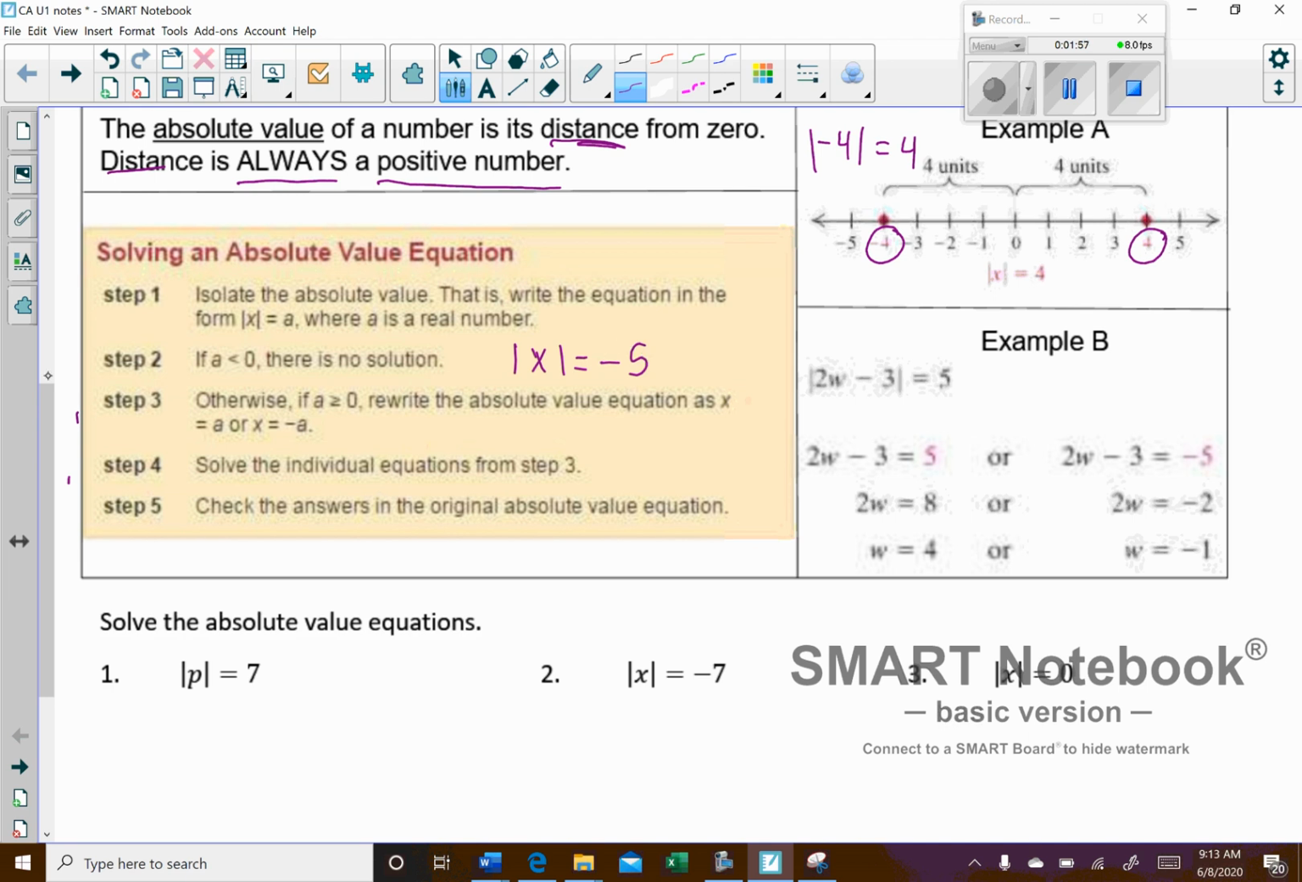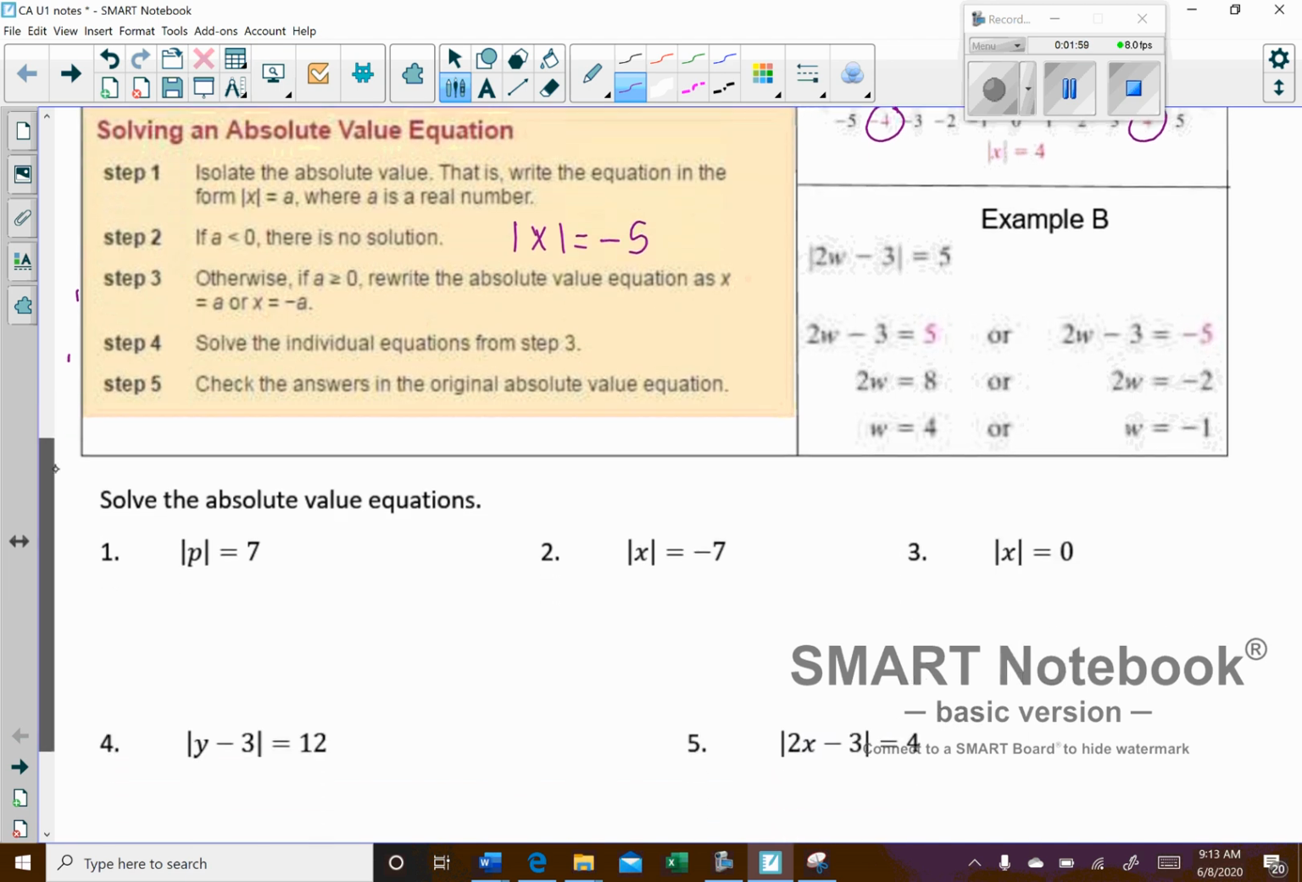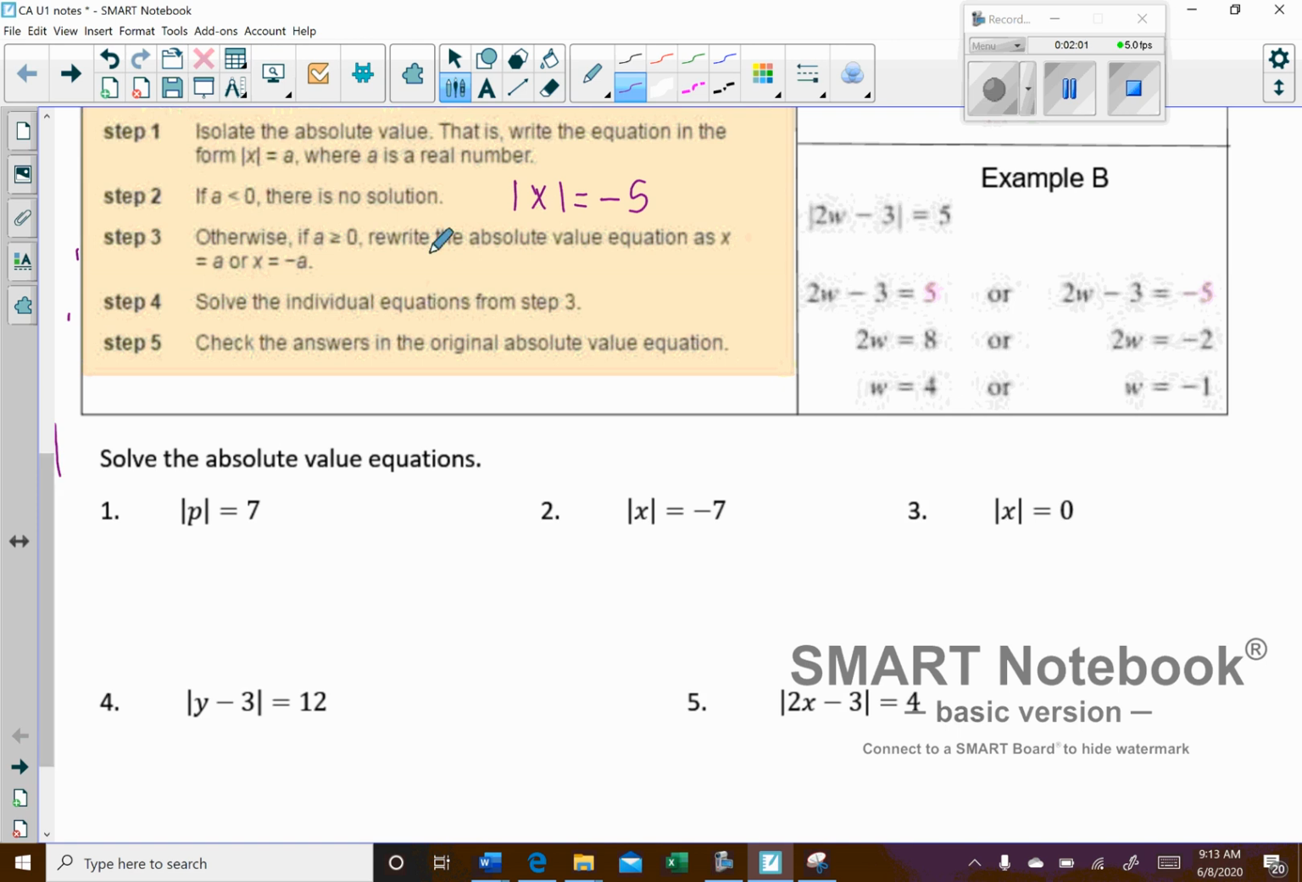Okay, so otherwise, if the absolute value is equal to a positive value or 0, it could be equal to 0, that's okay, you'll rewrite the equation where the value inside the absolute value is equal to a or it's equal to -a. So we're going to have actually 2 possible solutions for a lot of these. Then go ahead and solve the indicated equation and then check your answer.